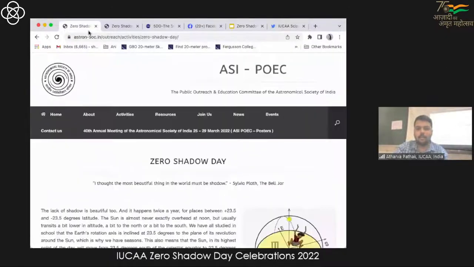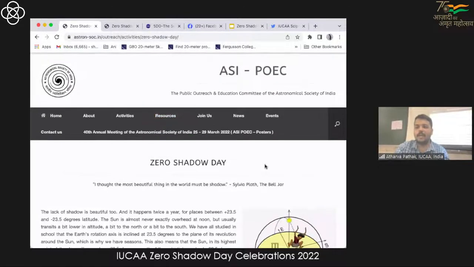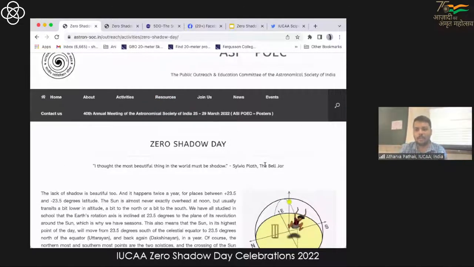One of our friends, Alok Mandogane, has created beautiful visualizations as well as mobile applications, which you can download on your phones. You can also use his web tool, which helps us find out when there will be a Zero Shadow Day, and whether there will be one for your location.